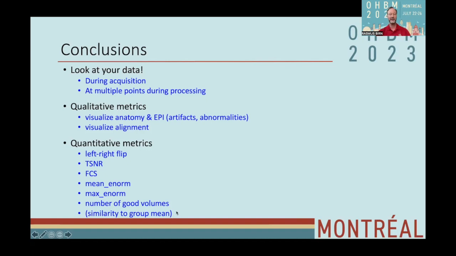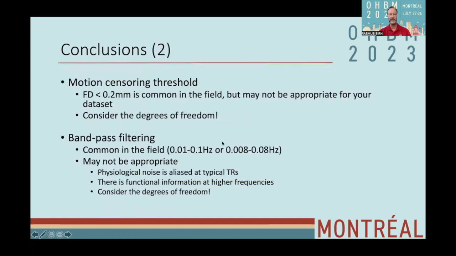But I use this measure mainly to guide what other QC criteria to use, such as the motion censoring threshold, and to look at how this similarity, for example, varies with the amount of motion. And finally, in relation to those last two points, a motion censoring threshold of 0.2 millimeters is common in the field, but it may not be appropriate for particular data sets. I think it's important to consider the degrees of freedom that one has left and not be overly stringent in censoring so that you don't have enough data to get an accurate estimate.